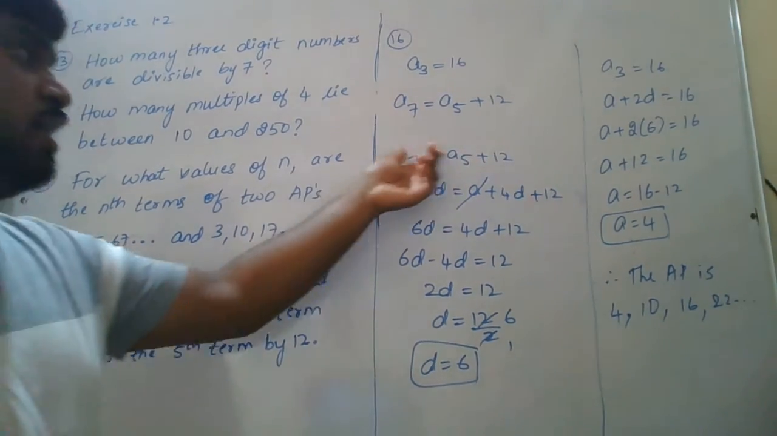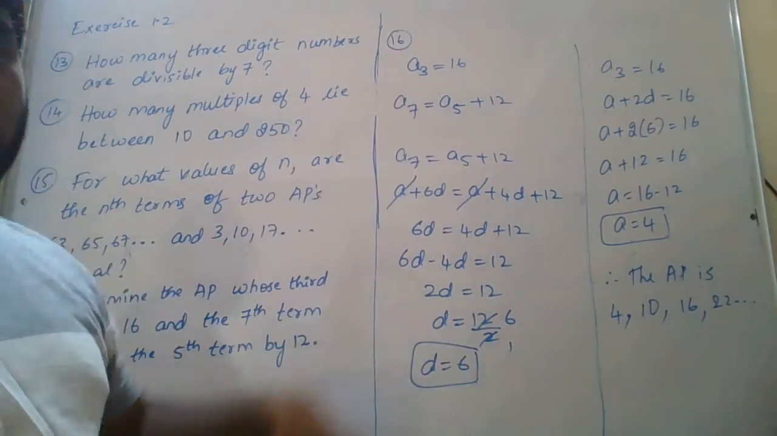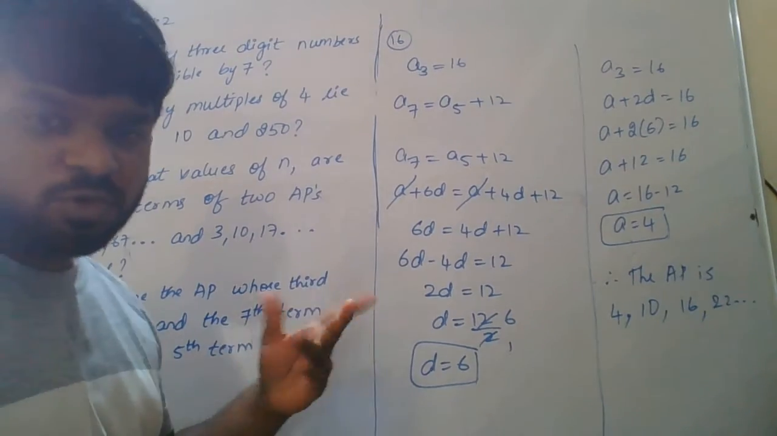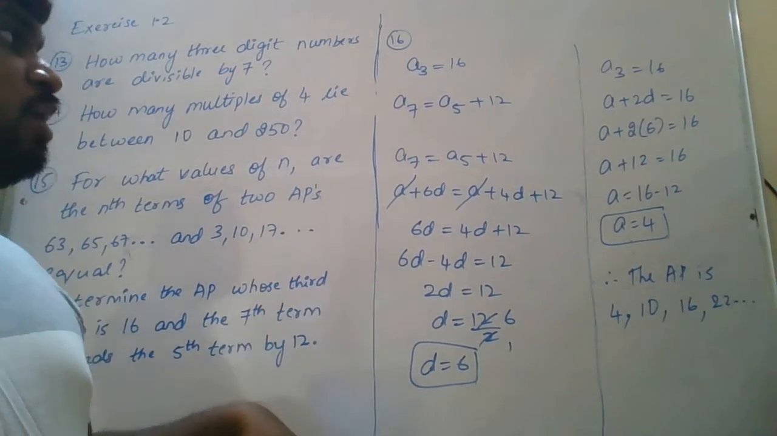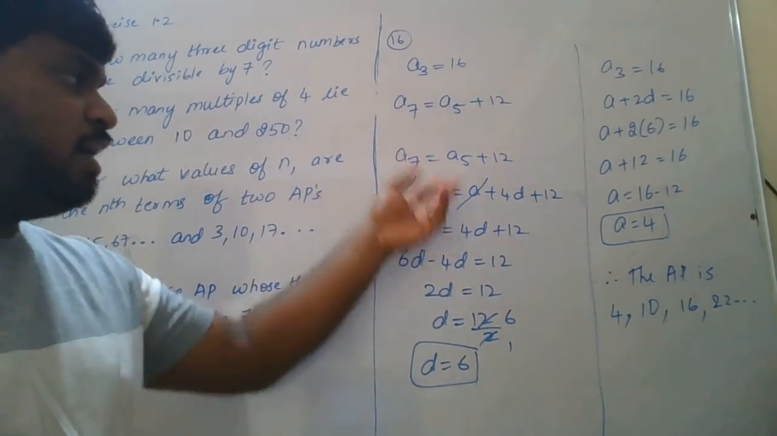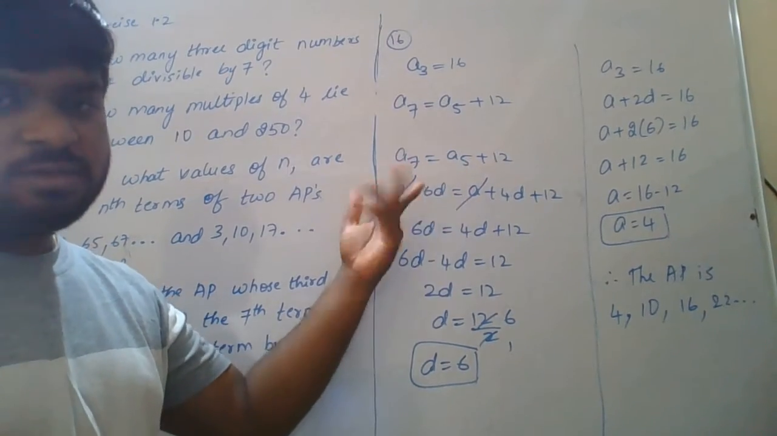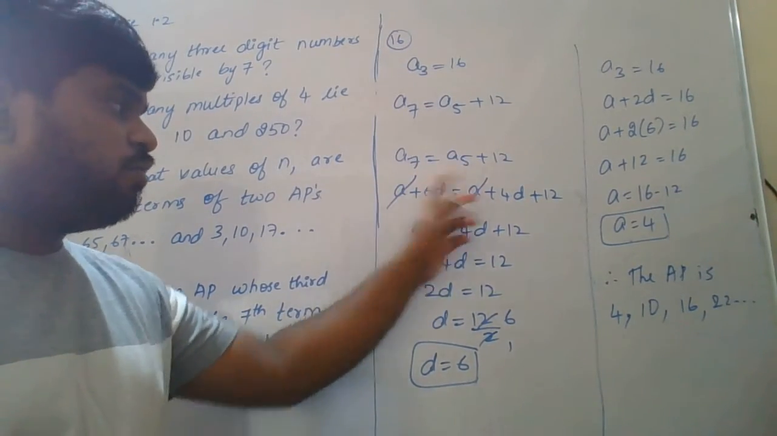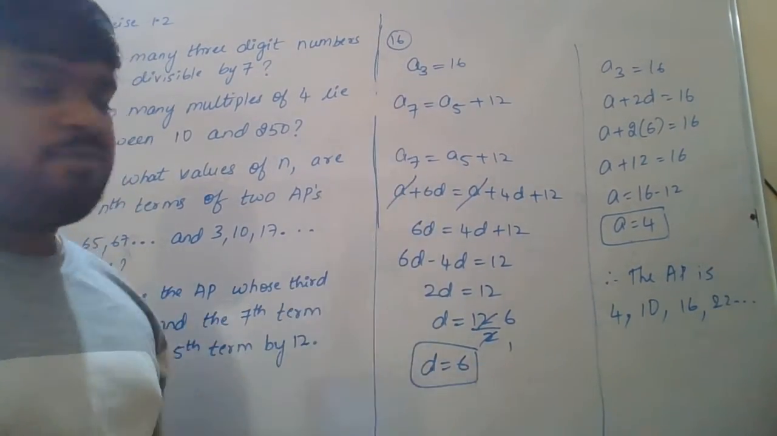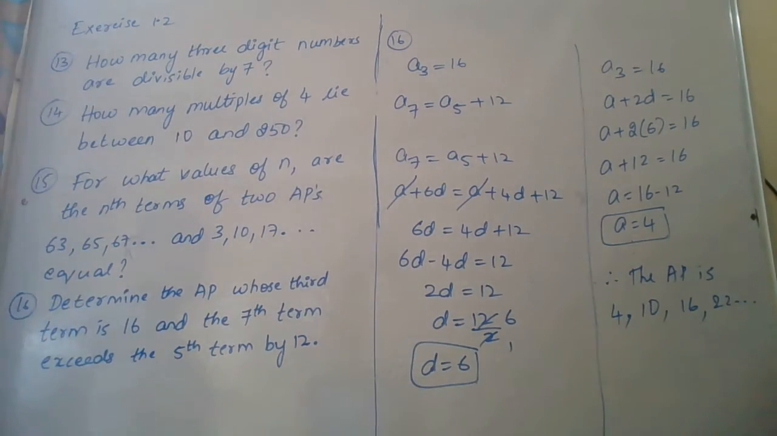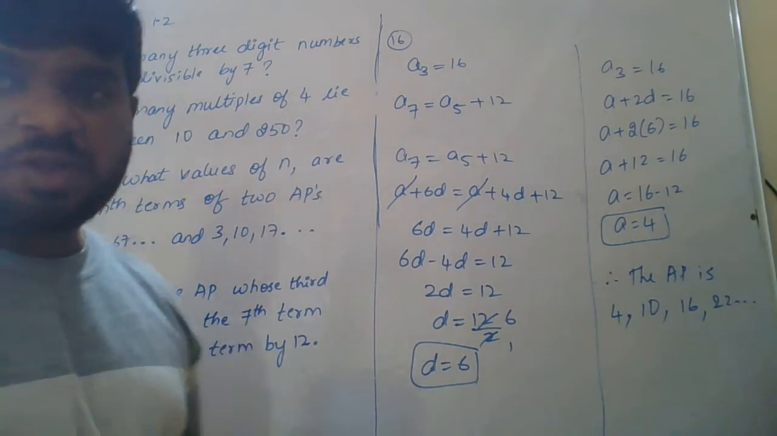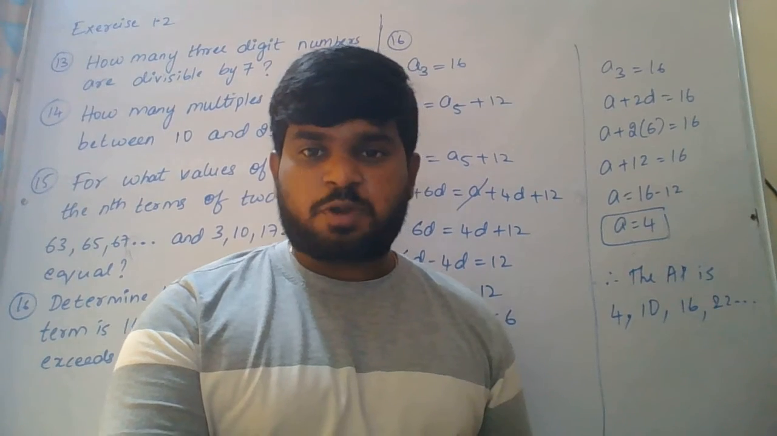Using this, you got the value of D, then substitute, you will get the value of A. As I told you, whenever you don't know A and D, you will get two equations. But here, directly A got cancelled, eliminated. So we got the value of D, then easily we found the value of A. So this is the 16th problem. Okay, students, let's get into the next problem.